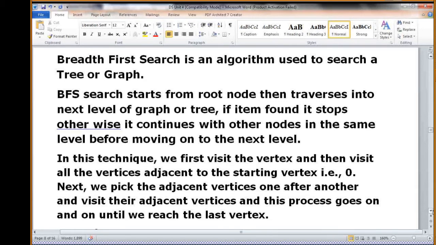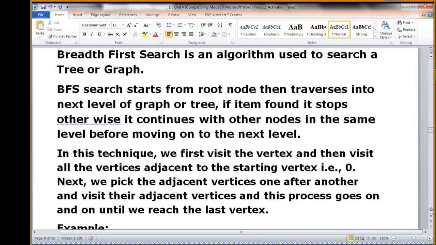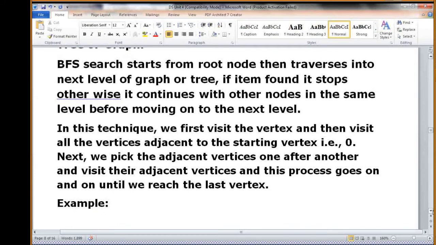And in this technique, we first visit the vertex and then visit all the vertices adjacent to the starting vertex. That is very important. So first S is the root. From S it will come to A. What are the adjacent for A in the same level? B, C. So it will visit B and C.